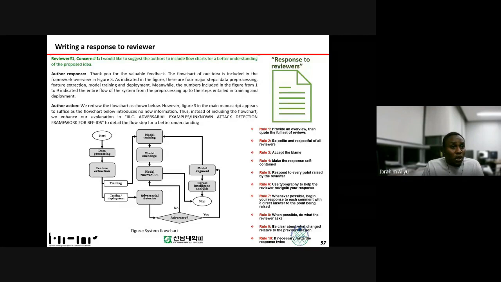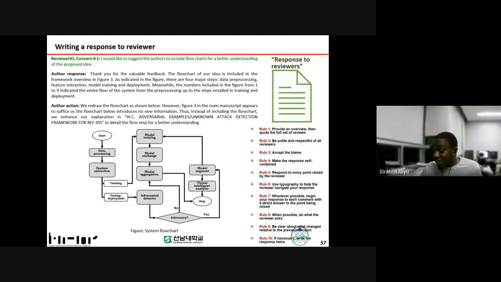If you have to do what they ask you, and then you have to explain what you did, then be clear about what changes relative to the previous version. Doing this can help you. You can see we said we enhance the explanation in that.